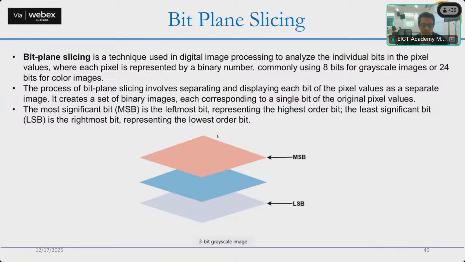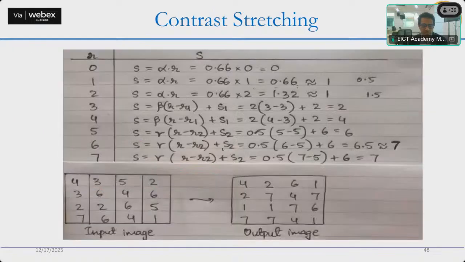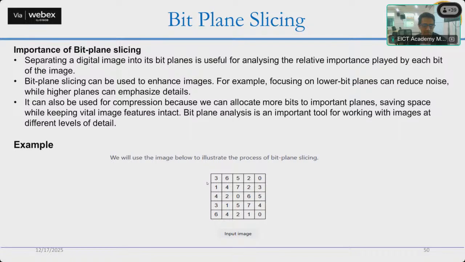So we go through this, for example, this is some image there. Bit plane, we will go through it. We will separate our digital image into its bit planes, and we will then analyze each bit plane. Yes, it enhances the images and it is also used for compression. How? Because we can allocate more bits to the important planes, saving space while keeping vital image features intact.